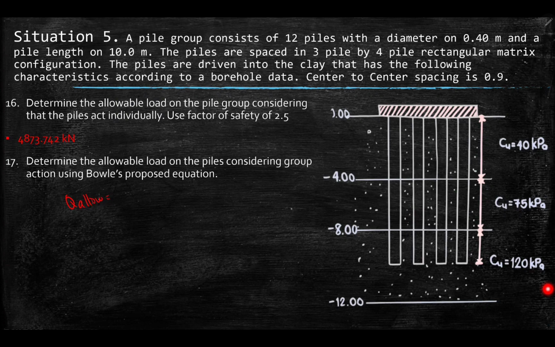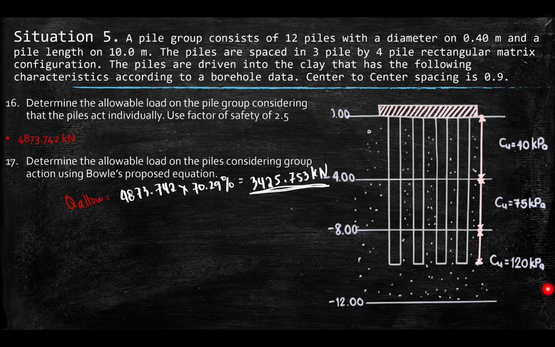Allow is equal to 4873.742 times 70.29%. Our Q allowable, considering Bowles equation, is 342.75 5.753 kilonewton. Okay? So this is our answer for this question.